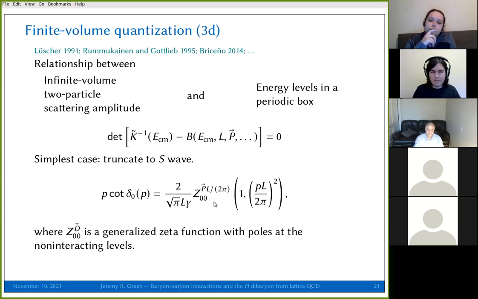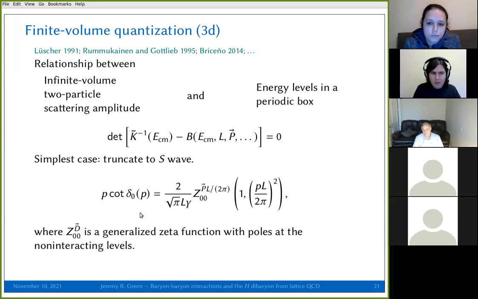So with this equation, you can use it in 2 ways. In one way, if you do your calculation and you get the energy of a state, you translate it into a back-to-back momentum p of the scattering particles. And you can plug it into the right-hand side, and then you get the phase shift at that particular point. So you do a calculation, you get one level, and this gives you 1 point on the phase shift curve.